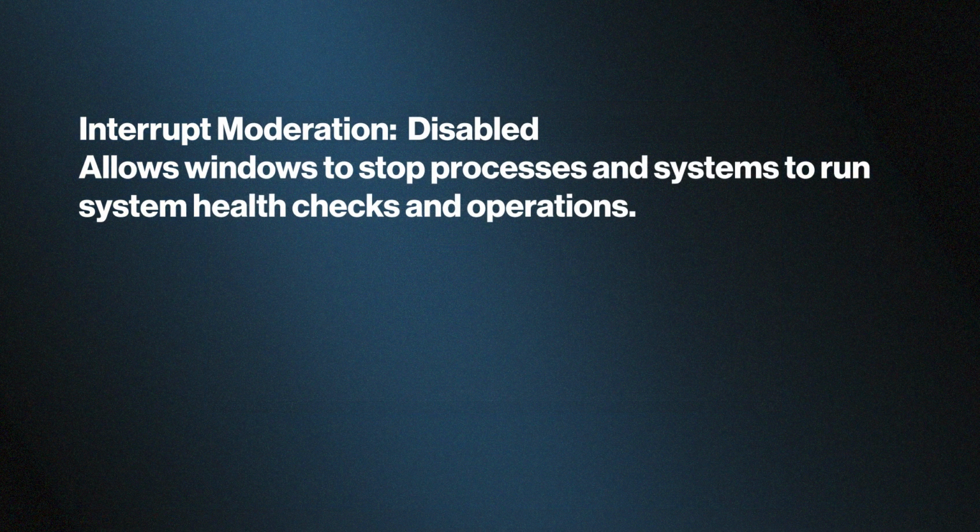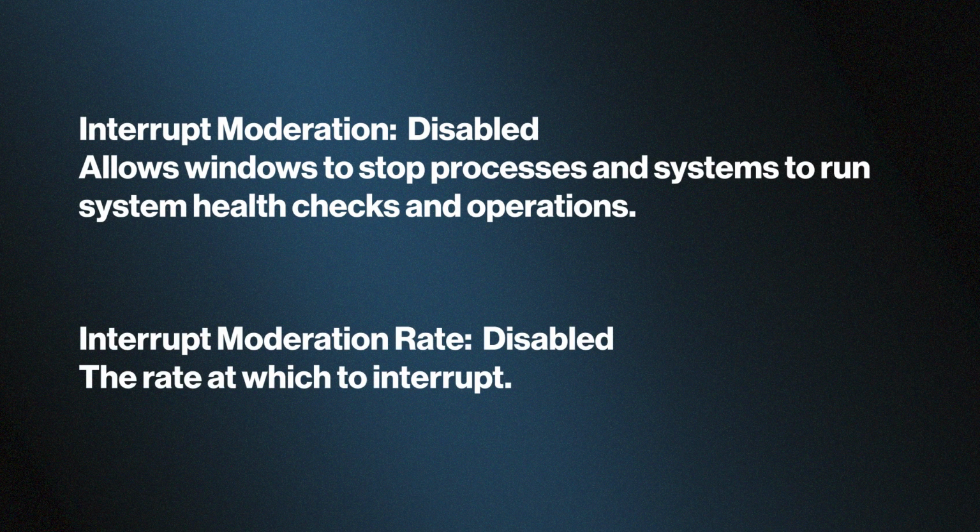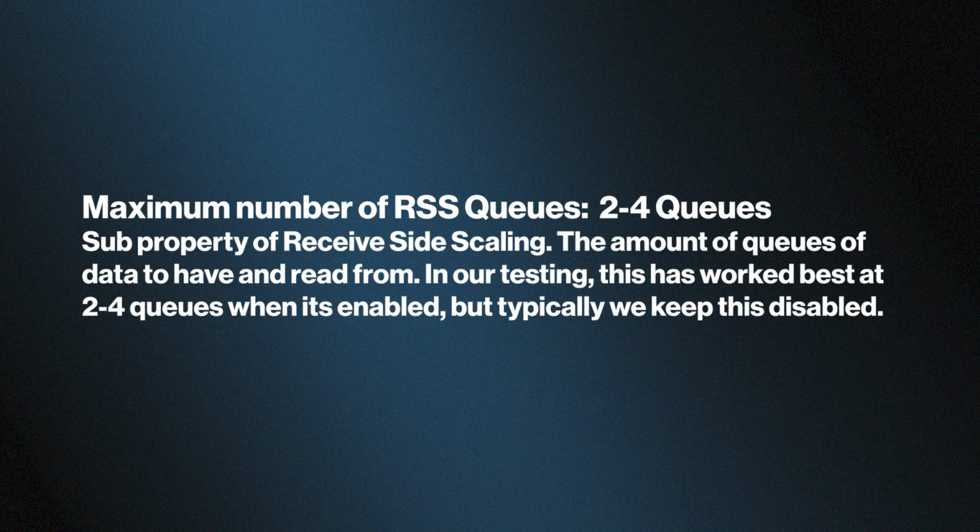Interrupt moderation. This allows Windows to interrupt this network for system health checks and other operations. We don't want Windows to interrupt this connection at all, so we will set this to disabled. Interrupt moderation rate is the rate at which to interrupt. Of course, we don't want this, so we are disabling this. Maximum number of RSS queues is a sub-property of receive side scaling, which we will cover in a second. This is the amount of queues of data to have and read from. In our testing, this has worked best at 2 to 4 queues when it's enabled, but typically we keep this and the other property disabled.